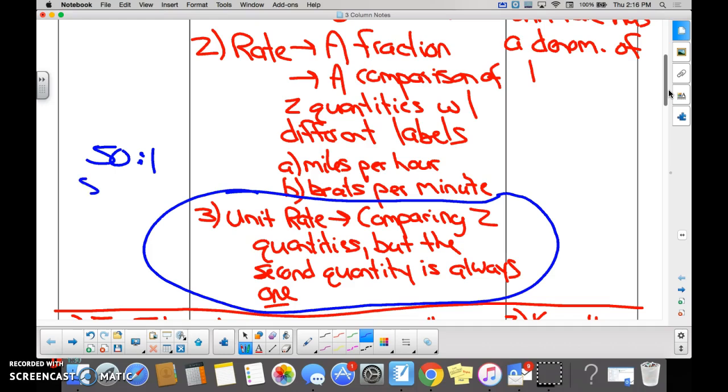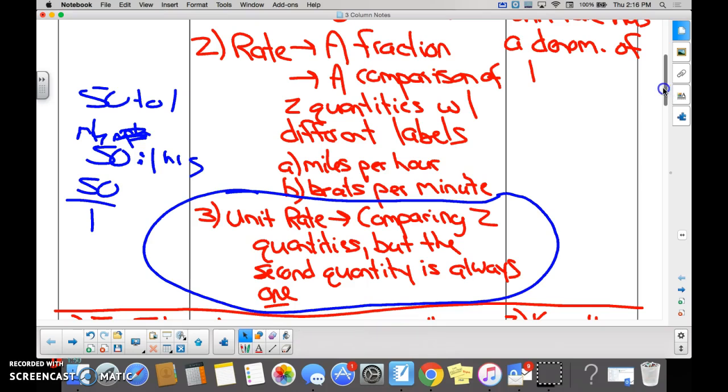Could I write it as 50? Now, it would be great if I had the labels. 50 over 1? Yes. Could I write it as 50 to 1? Yes. And obviously, this would be your miles, and this would be your hours. So miles per hour. Sorry for that awful writing there.